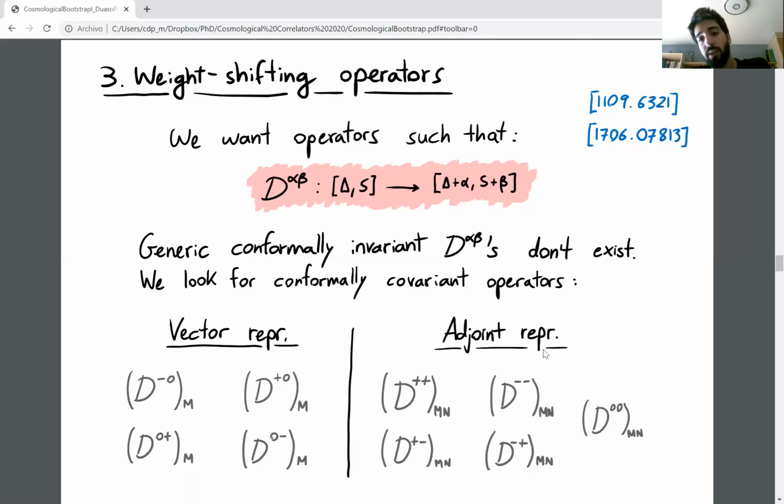And in the adjoint representation, in a similar way, you can find that these operators can exist. One that raises both the spin and the weight, another one that lowers them, and so on. You can also see that there are operators that do not change the weight or the spin, and they correspond to the conformal generators.